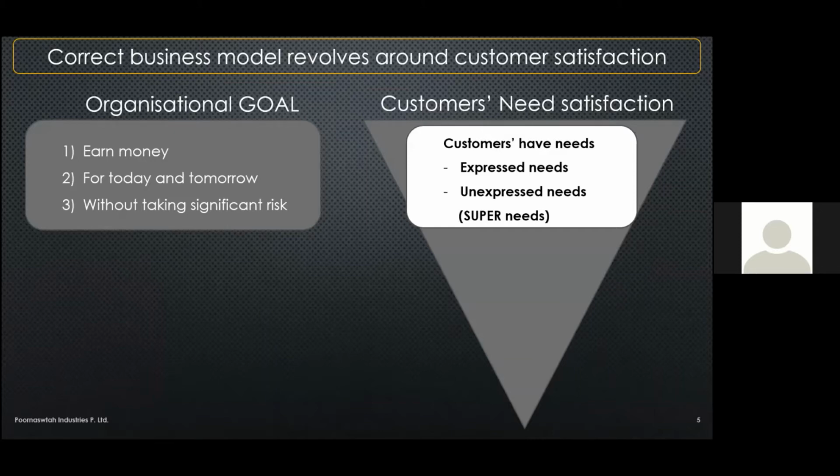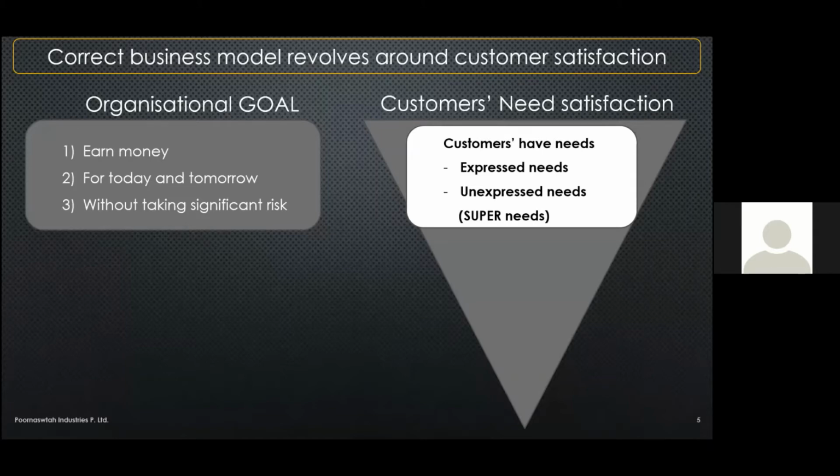A customer can express his needs, and he may also have some unexpressed needs. I call them super needs. Please understand, a customer can say, I have a product A in the market being offered by your competitor, and I have your product B, which is inferior to your competitor's product. So I am buying product A from your competitor. You have an express need from your end consumer, so that's good enough for you to take some action upon it.